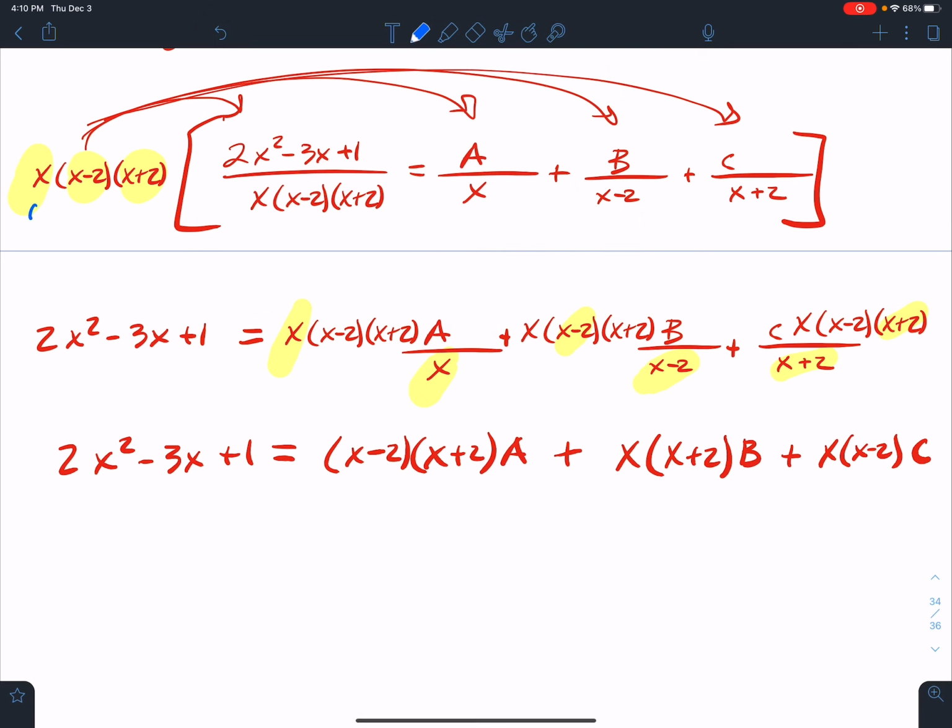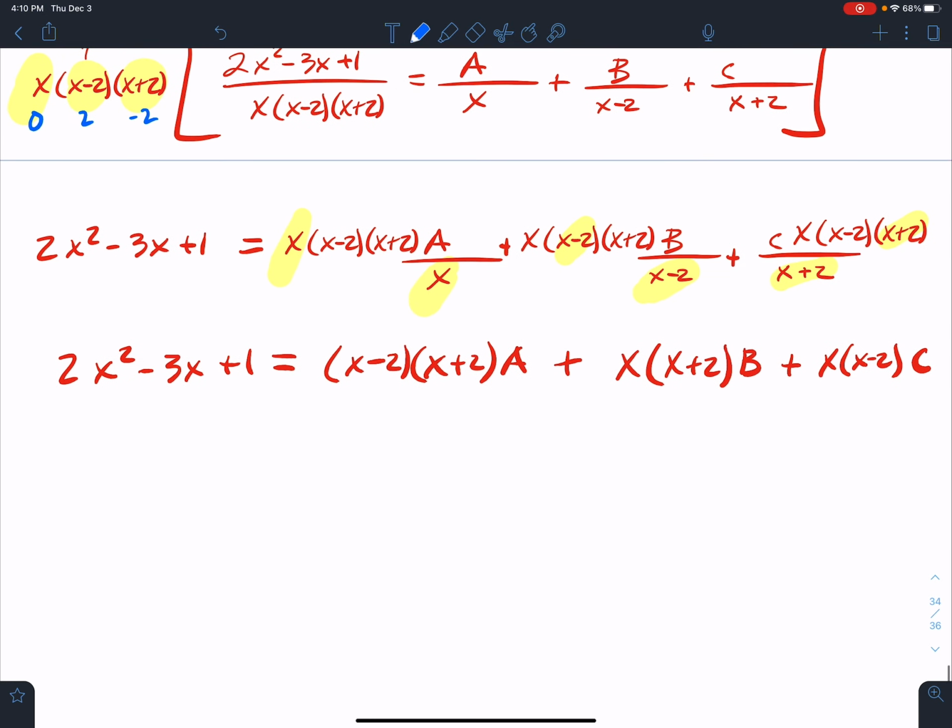If I plug in 0, that's going to make a term go away. If I plug in a 2, that'll make a term go away. And if I plug in a negative 2, that'll make terms go away. So let's start with x equal to 0, because 0 is the easiest one to plug in.